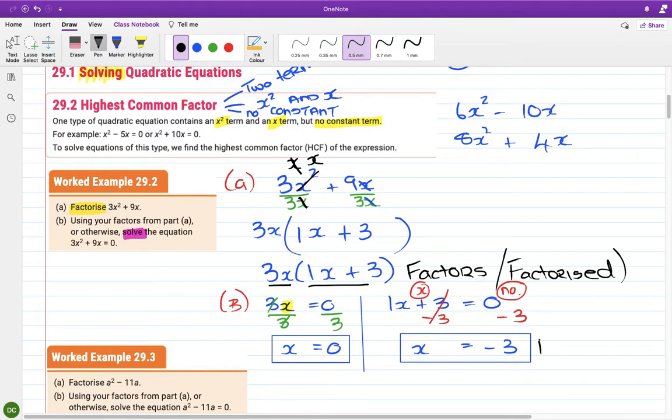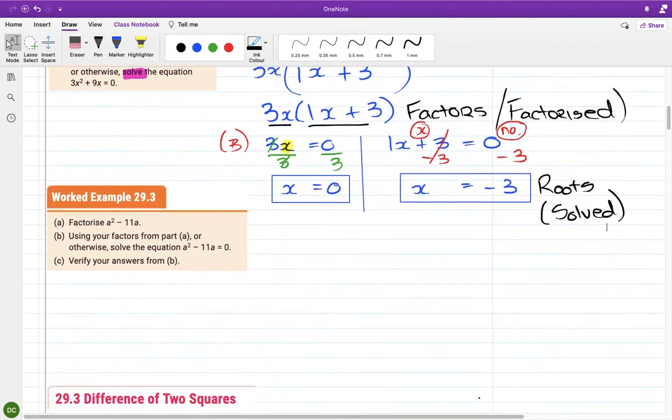These have a name as well. They're called roots. Once you've found the roots, you have solved. So when you find the factors, you have factorized. And when you find the roots, which is what these are called, you have solved. All right, we'll try another one.